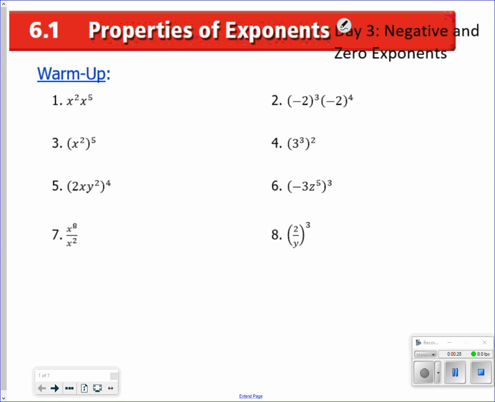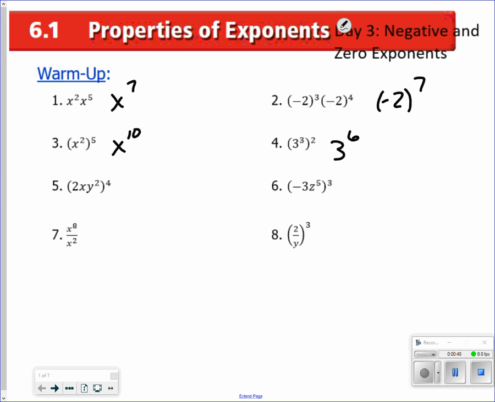So the rules that we talked about. If we're multiplying like-based items, we would add the exponents. So negative 2 to the third times negative 2 to the fourth makes negative 2 to the seventh. Anytime you have an exponent or a power raised to another exponent, you multiply the exponents together. So x to the 10th, this is 3 to the 6th.